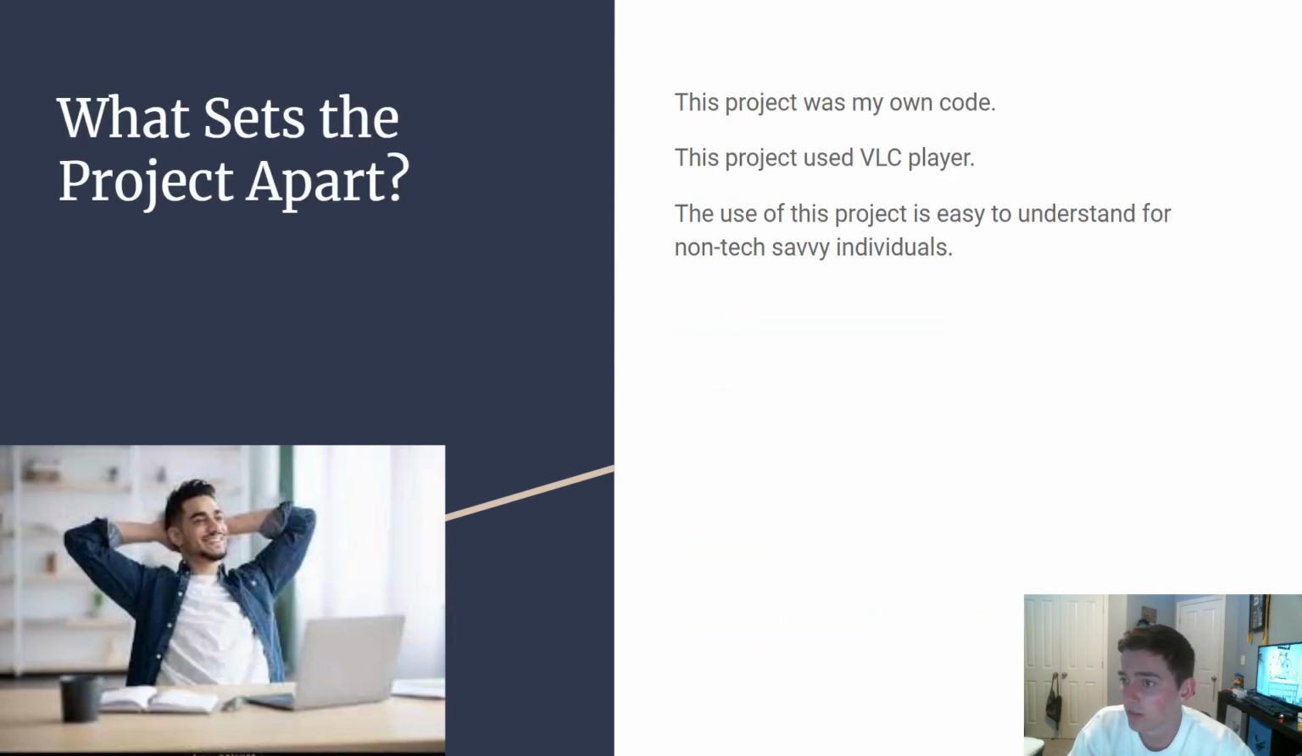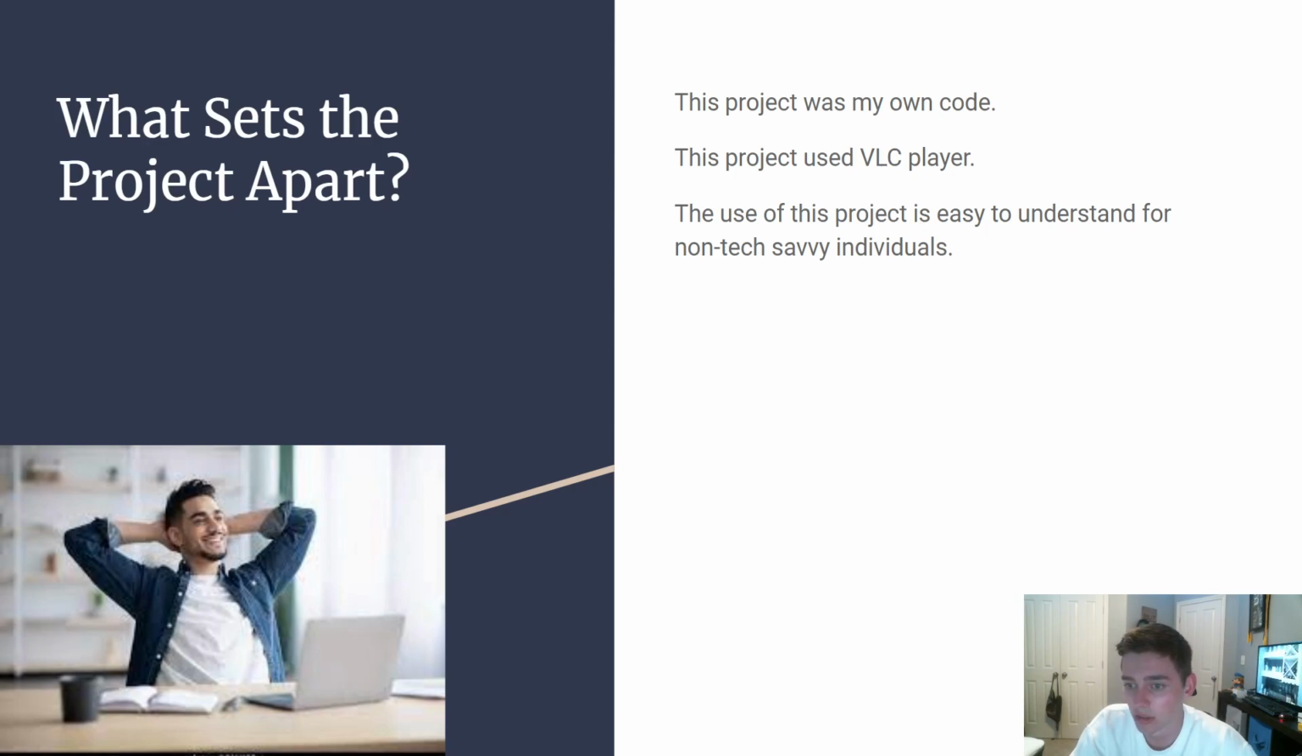What sets my project apart? So this project was all my own code or own bash script. Every video that I looked at or could find easily on the internet was using a software video looper. So they would just install a video looper that was already made for the Pi. I didn't do this, obviously. I created my own bash script. And then also I used a VLC player instead of the OMX player.